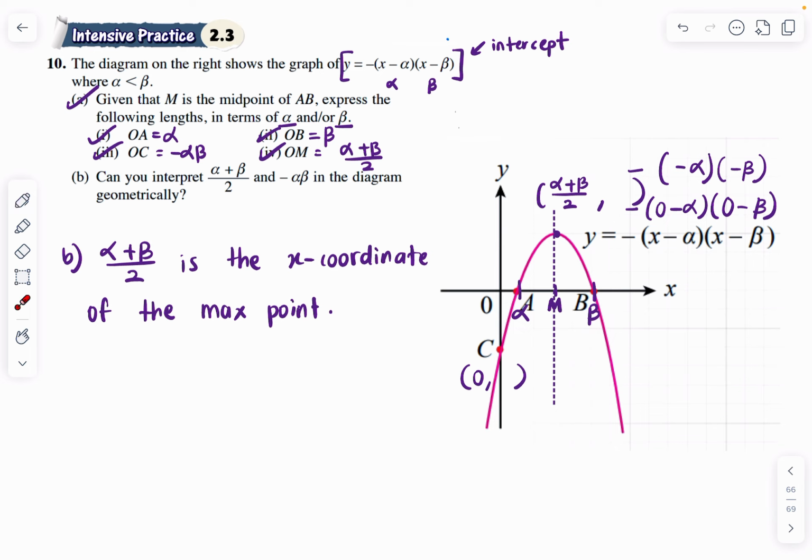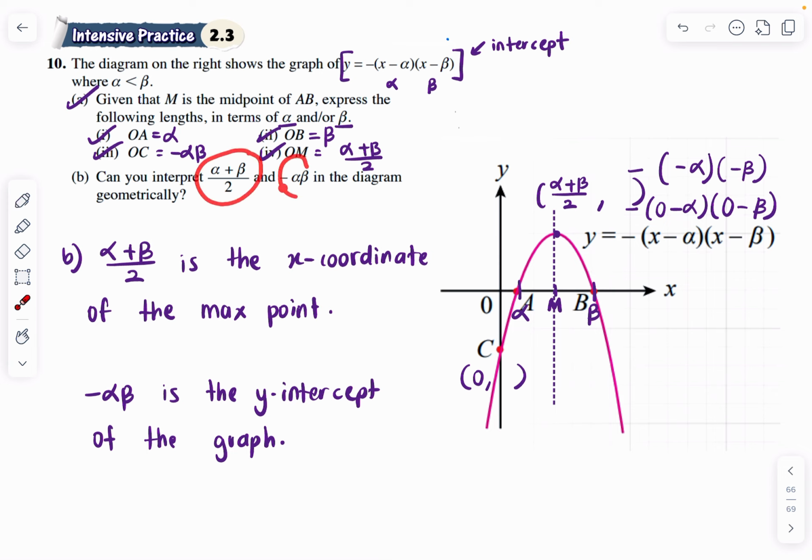And then negative alpha beta would be OC. This one. This is the y-intercept. So you can say negative alpha beta is the y-intercept of the graph. Done. That is what these two values can be interpreted as. That's it.